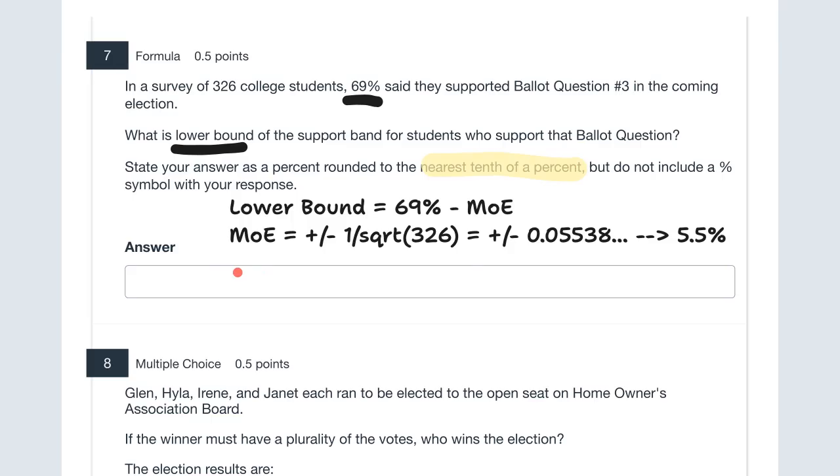So that means our lower bound is 69 minus 5.5%. So 69 minus 5 is 64. Take away an additional 0.5, so this will be 63.5%. In our box, don't include a percent symbol, so we just type in here 63.5.